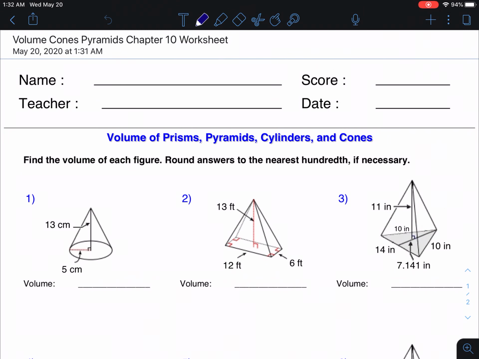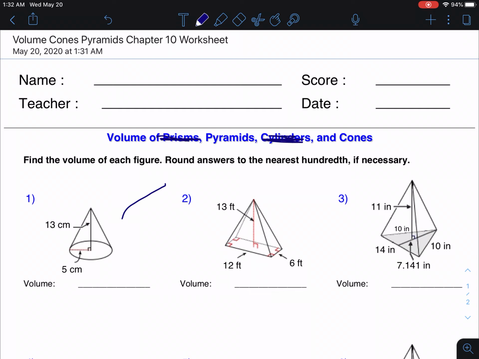Okay, guys, so here is our volume of prisms and pyramids and cones worksheet. So not prisms or cylinders on this one. We already did those. So pyramids and cones today. Pyramids and cones are very similar to prisms and cylinders. They're exactly 1/3 the size of the same figure with the same base shape and height.